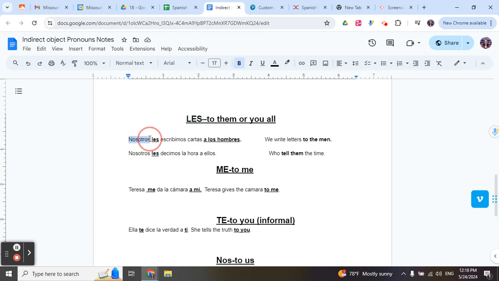So nosotros, we escribimos cartas. We write letters. To whom did we write the letters? A los hombres, to the men. And so that's like ellos, saying them, right? So les is the pronoun that would go with that, the indirect object pronoun. If you already knew we were talking about the men and which men we were talking about, you would just say nosotros les escribimos cartas. We write letters for them. So that's just saying them, right? But if we say a los hombres, now you know specifically that I'm talking about to the men, right? This part could come off if you already knew.